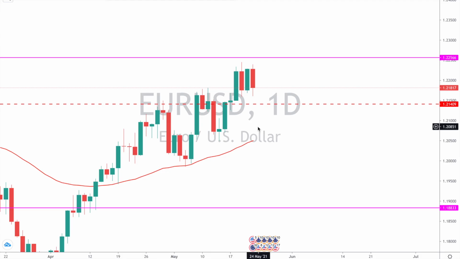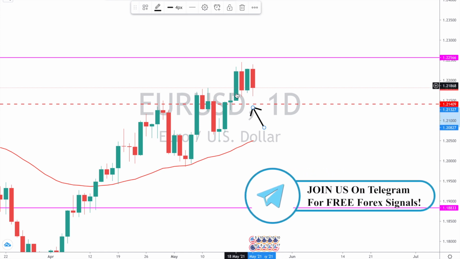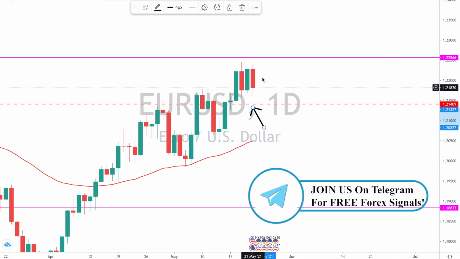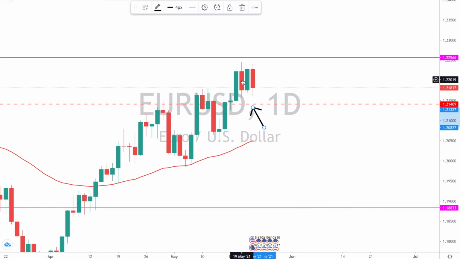So here is the euro-dollar daily time frame, and as you can see we have a very tight consolidation right here near our monthly level as well as our daily effective support, which is also located right in this zone. This tight consolidation actually means that price bounces from one limit order wall to the other, and after the breakout of the given consolidation we may expect a huge move to the upside or to the downside.